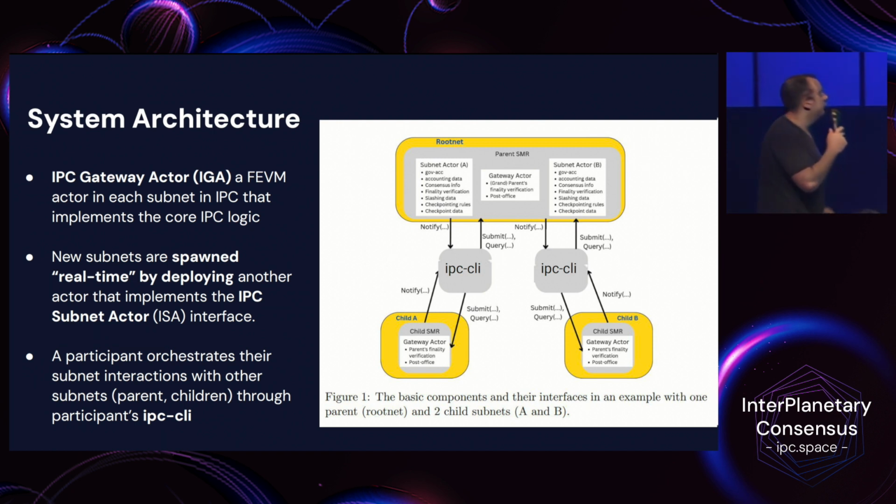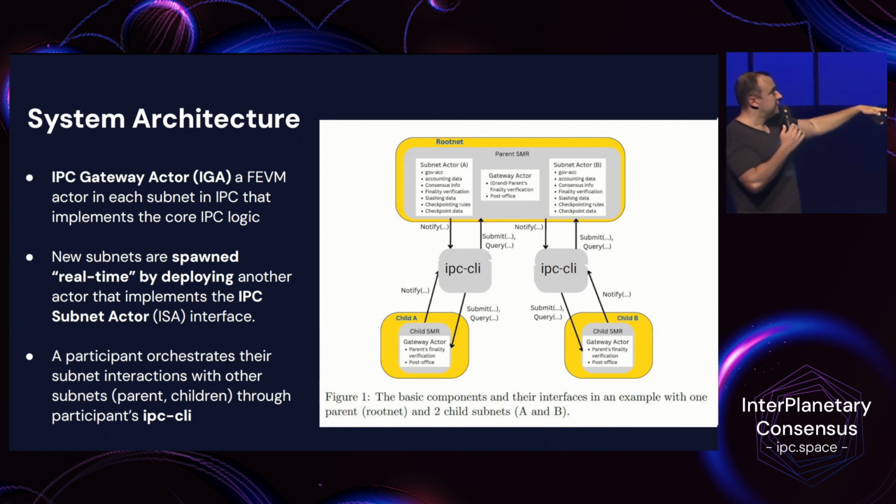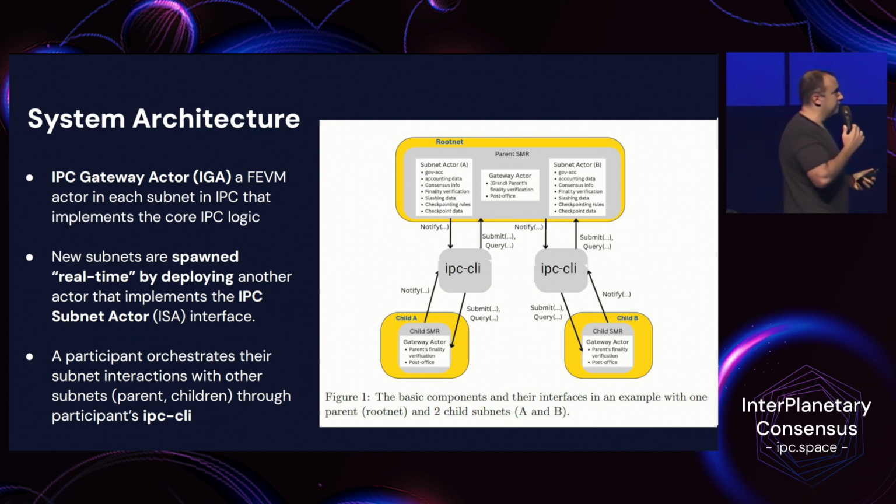Just briefly, system architecture, Raul talked about this. We opted for a very lightweight design in which this whole communication among subnets is driven by two smart contracts: the IPC gateway actor and the IPC subnet actor. For a particular rootnet, you have an IPC gateway, which acts as a centralized metadata service for all subnets that spawn off this particular parent net. And then for each subnet that spawns from a given parent net, we have subnet actors. The interaction between them is orchestrated by each participant using the IPC CLI. And you can try this out in the workshops today.